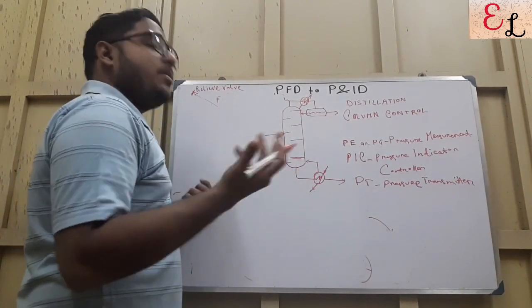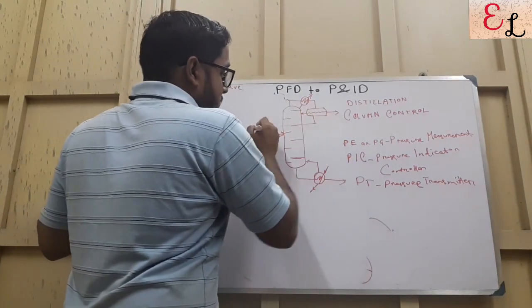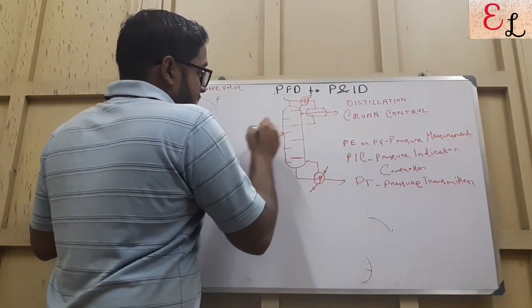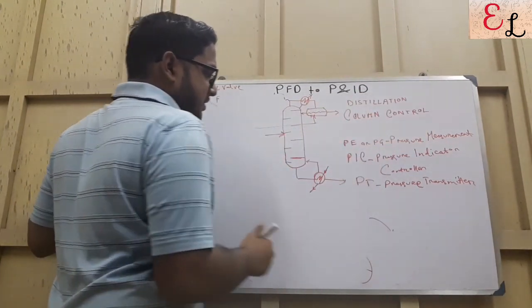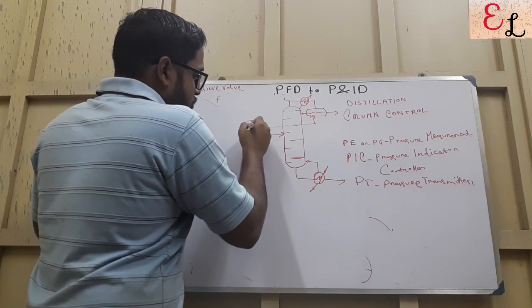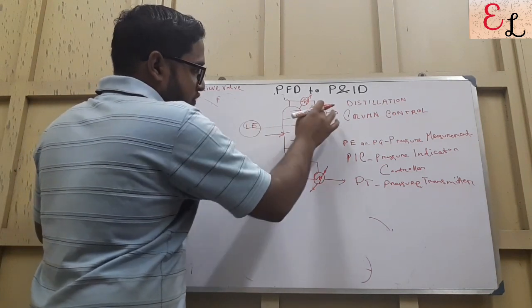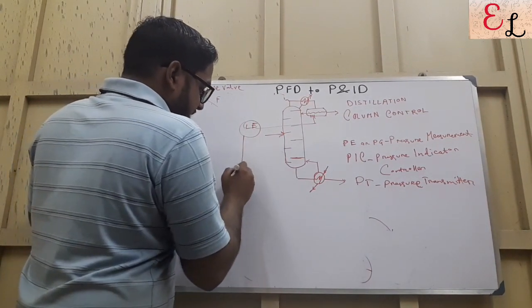So what are the measuring parameters that you can measure here? You can probably measure the level. I'm drawing it here because it's going to be untidy otherwise on this side. So there is going to be a level element. By now you should be realizing that there should be a level element that should measure the level. Then there should be a level transmitter.